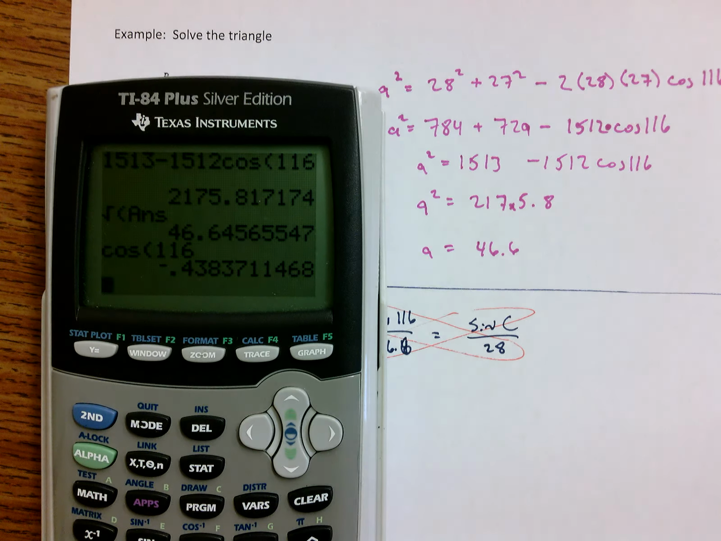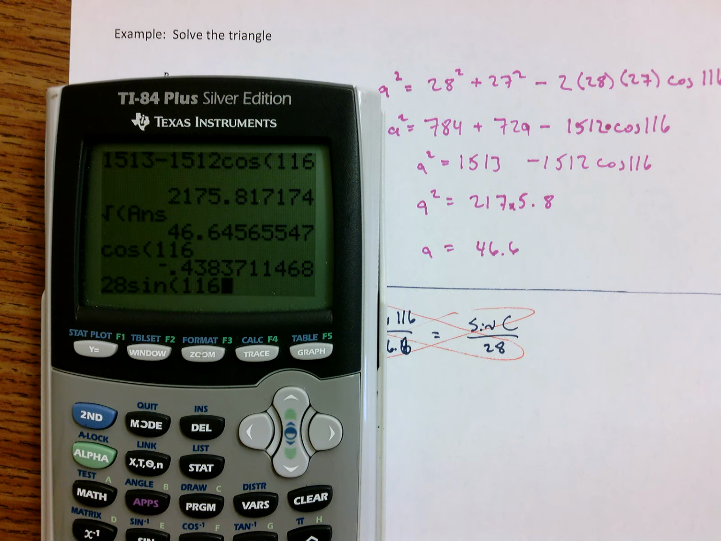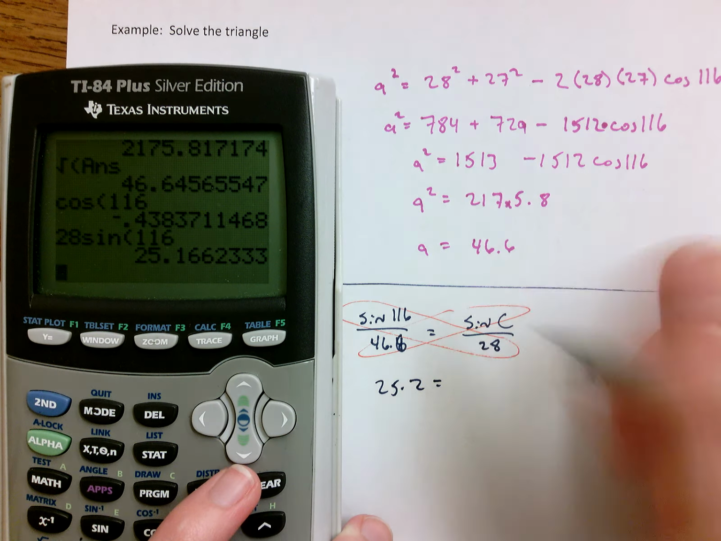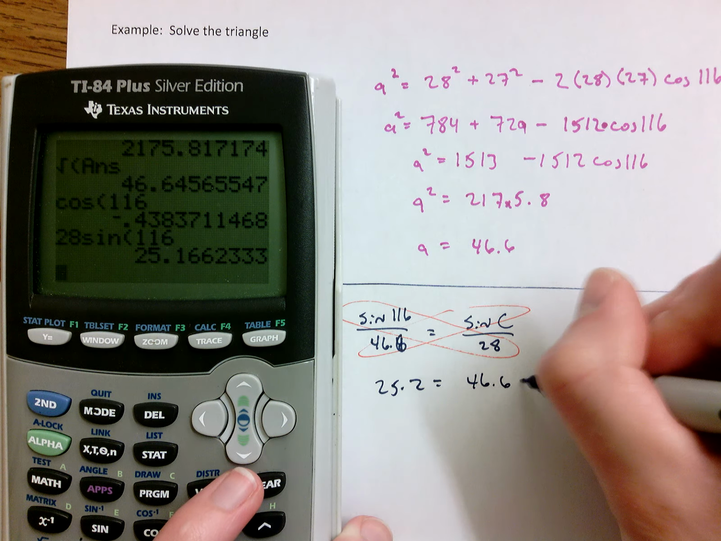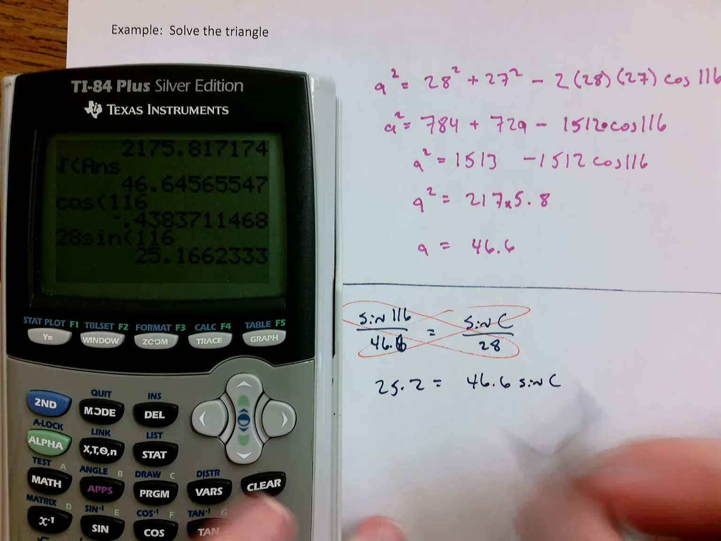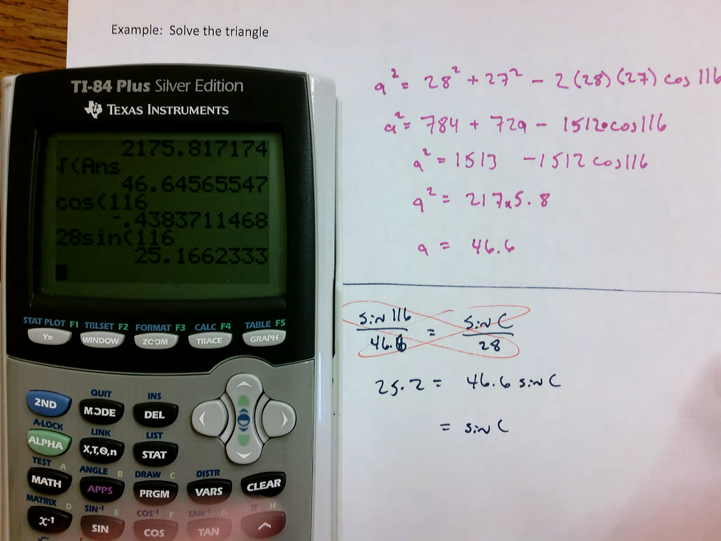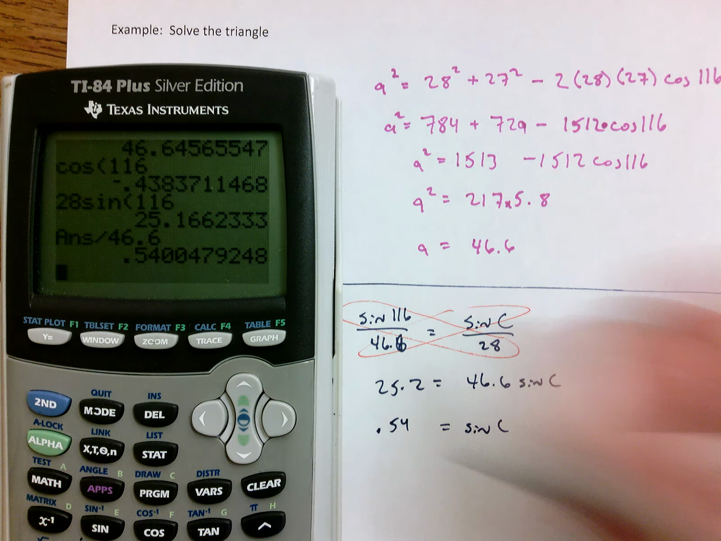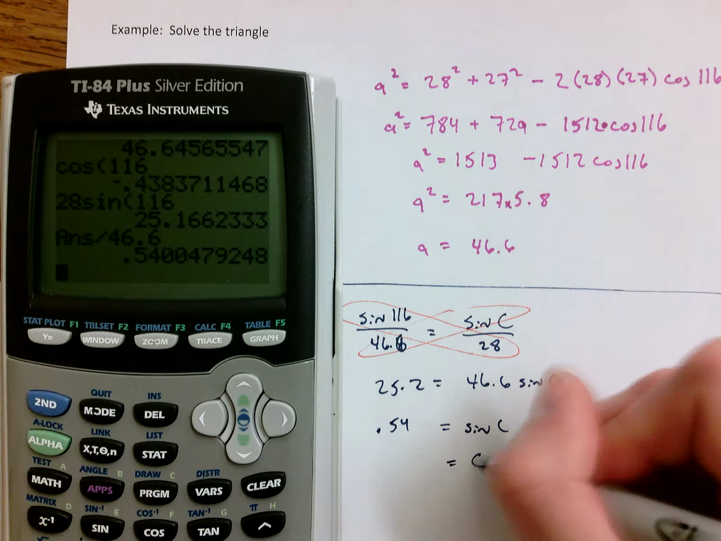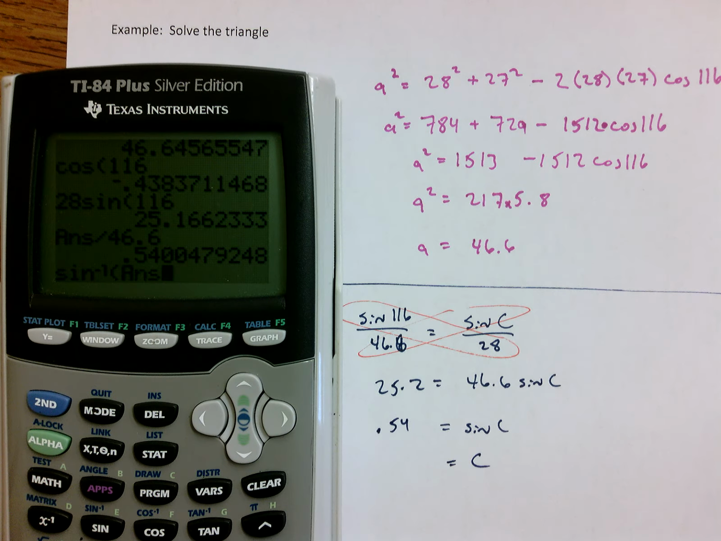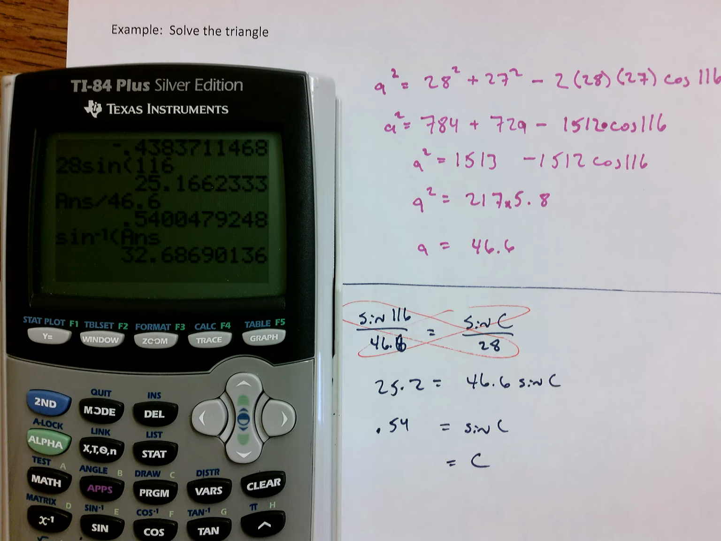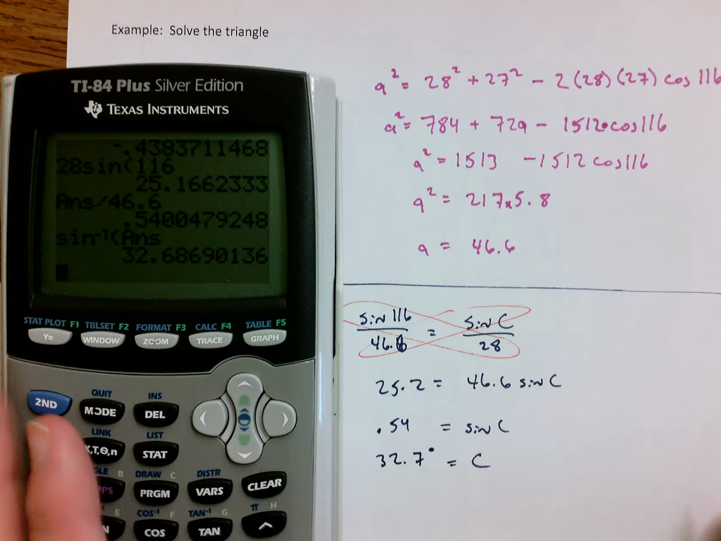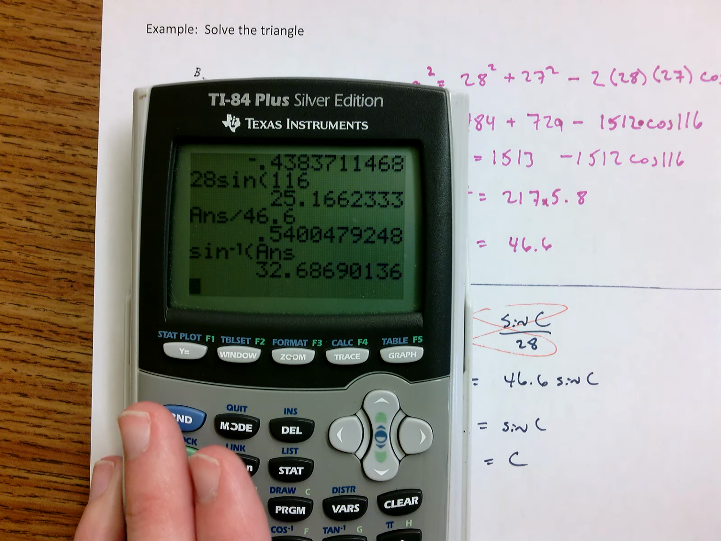So 28 times the sine of 116 is 25.2-ish. And that's going to equal 46.6 times the sine of C. Divide both sides to get my sine by itself. So I'm going to divide that by 46.6. That's 0.54. All right, and then I'll use my arc sine to figure out that my angle is 32.7 degrees. Right. So there we go.